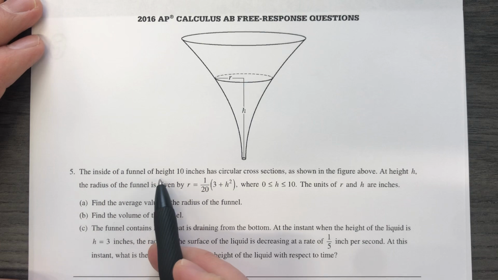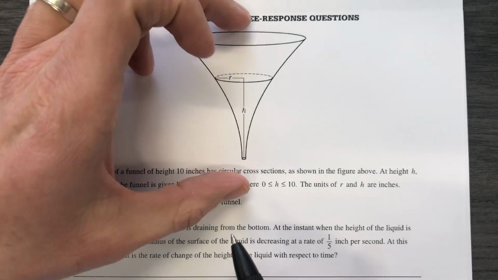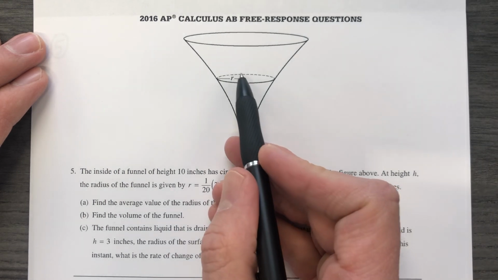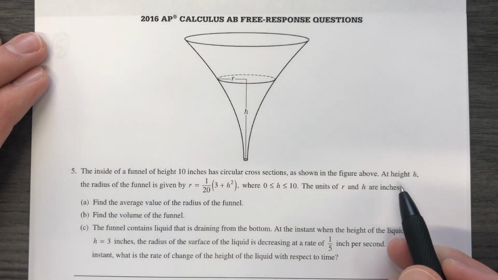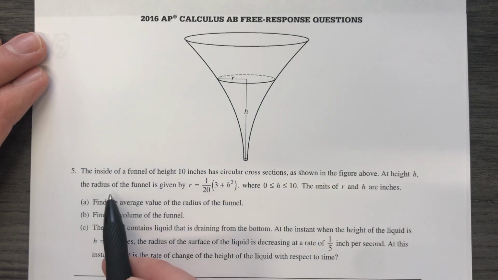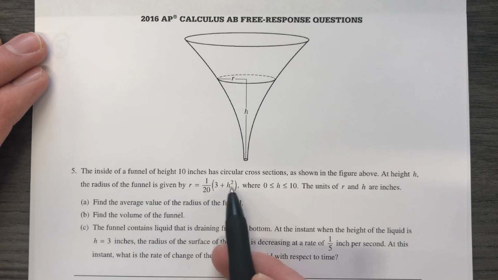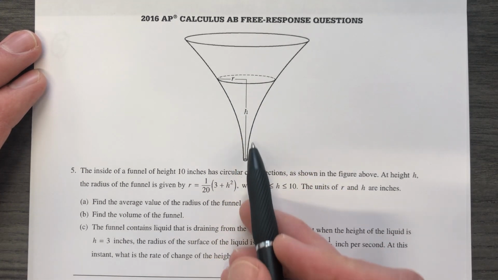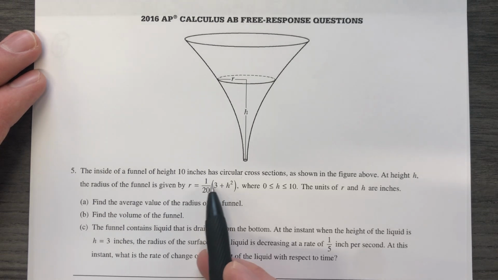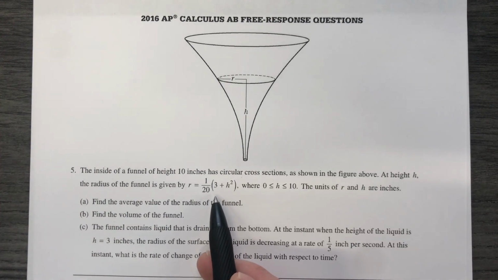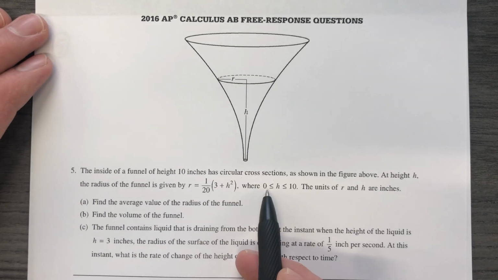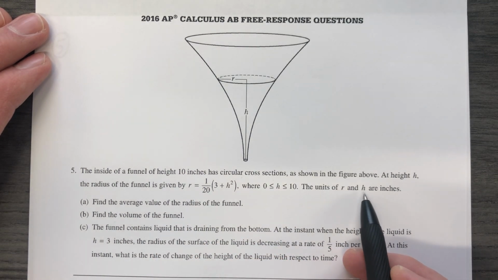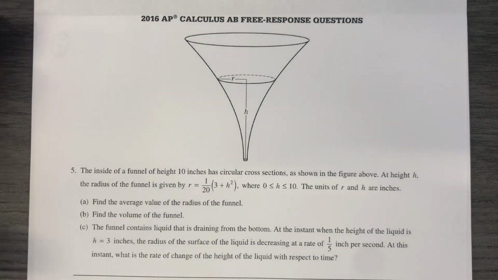The inside of a funnel of height 10 inches, the entire height is 10 inches, has circular cross sections as shown in the figure above. So those indeed are circles. At height h, the radius of the funnel is given by this function. So the radius changes based on the height, and this is the equation that determines what the radius is. H is from 0 to 10. Makes sense. The units of R and H are inches. That'll come in handy later.